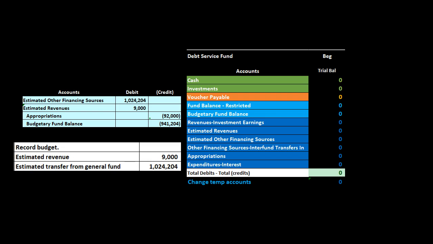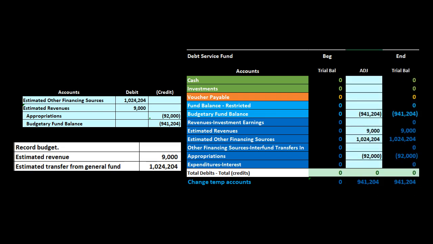So if we record that out, then what we have is, as we record this transaction, a debit to the estimated other financing sources, a debit to the estimated revenue, those being the two revenue type items, the estimated expenditure, a credit to the appropriations, and then the difference, debits minus the credits, go into what, that's kind of like what we would think of as net income, right? That's going to be kind of like net income. It's going to have to go somewhere. We're going to stuff that into the equity equivalent type of section, the budgetary fund balance.